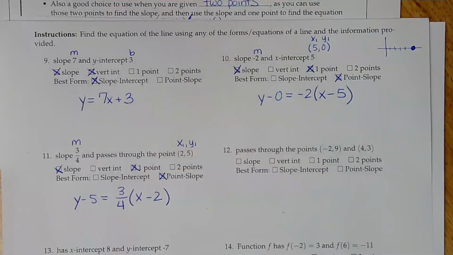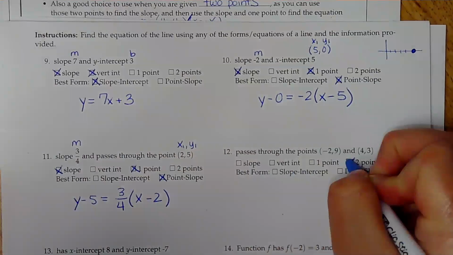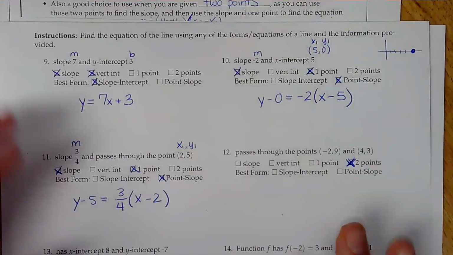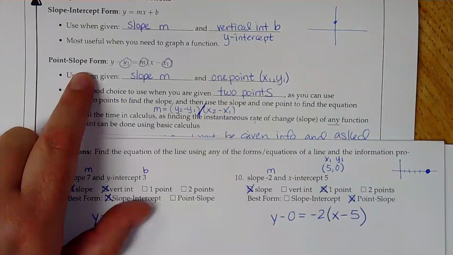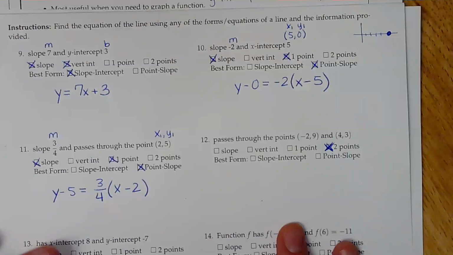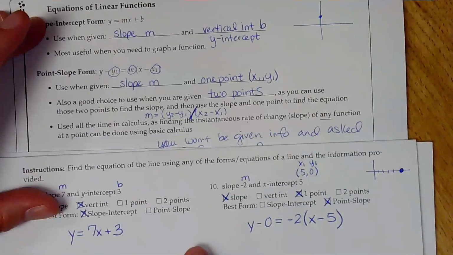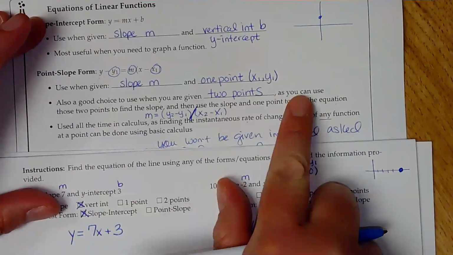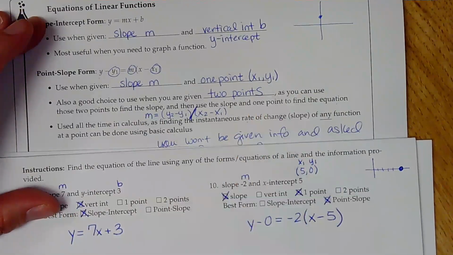Number 12, I'm looking for the equation of the line that passes through the points -2, 9 and 4, 3. So I was not given a slope, no vertical intercept, and I was given 2 points. And if we look at this list again, a good choice if you're given 2 points is usually this point slope form. So let's go ahead and try that out. So we'll put point slope. The directions on here say that we'll use those 2 points to find the slope, and then we'll plug the slope and the point into the formula.